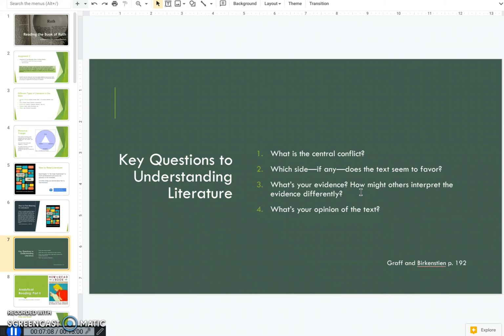How might others interpret the evidence differently? So remember the picture exercise I had at the very beginning of class. All of you responded differently to those pictures. You always need to explain your evidence because someone may have a completely different interpretation from you. All right, then fourth, what's your opinion of the text? Okay, so all of these together will help you understand your literature.